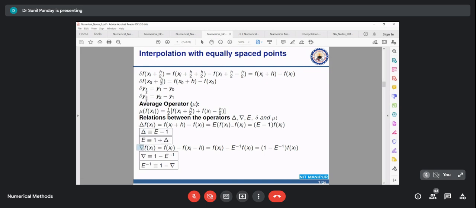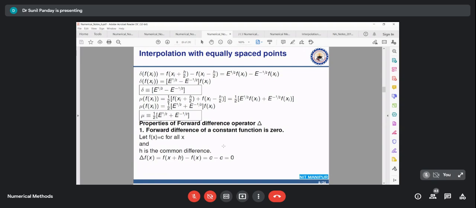Then we have this nabla. We know that nabla of f of xi is equal to f of xi as it is minus f of xi minus h, and this is again from the definition of the inverse shift operator. We can write that f of xi minus h is equal to E inverse of f of xi, and then again I take this f of xi outside. I will get 1 minus E raised to power minus 1, and this is the relation between nabla and the shift operator. This E inverse is equal to 1 minus nabla.